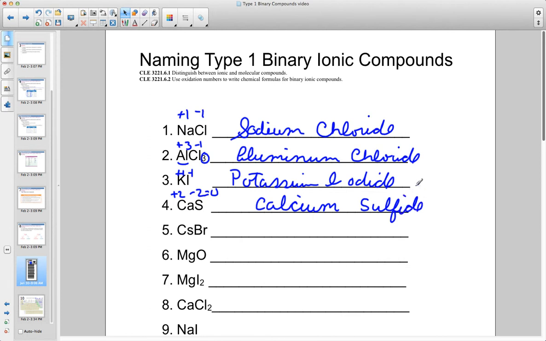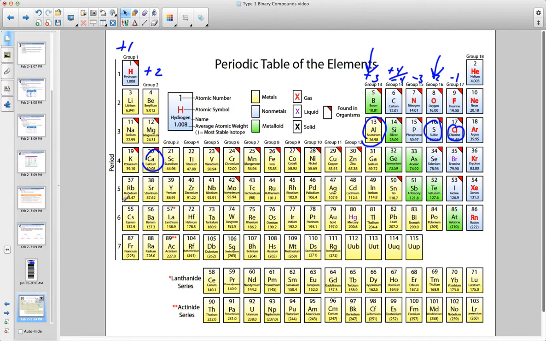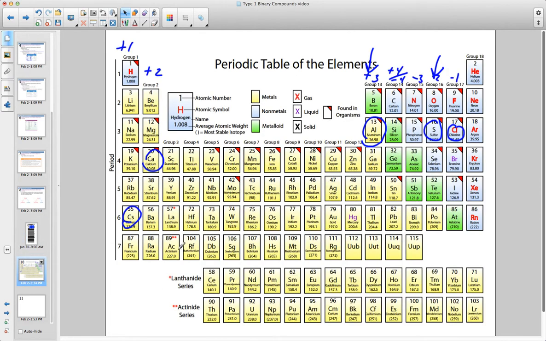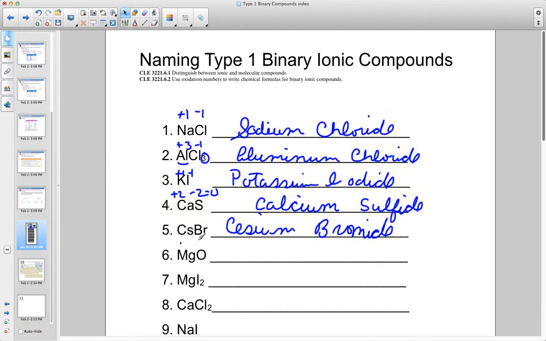Okay, these are the simplest out of all of them, the type 1 binary compounds. There's not too much to these, okay? CsBr, well, let's go look at our periodic table. Cesium is here with +1, and then bromine is here with a -1. I'm going to put them together. So we have cesium bromide. Instead of bromine, we switch it to bromide. Okay. Let's go back. Magnesium is a +2. Oxygen is a -2. That's going to form +2 and a -2. They balance out to a 0. Good. And now we just name it.